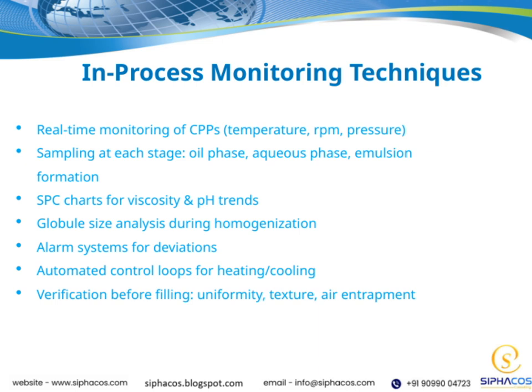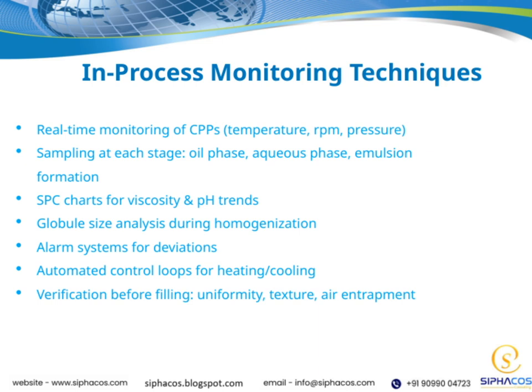Automated control loops are another essential component. They automatically adjust heating or cooling to keep the process parameters stable, reducing manual intervention and ensuring precision. Before filling, we conduct thorough verification steps, checking for uniformity, texture, and air entrapment. This final check guarantees that the product meets our quality standards before it reaches the customer.